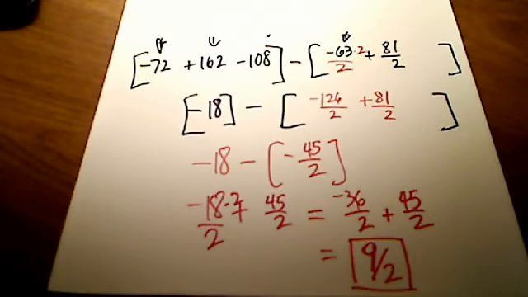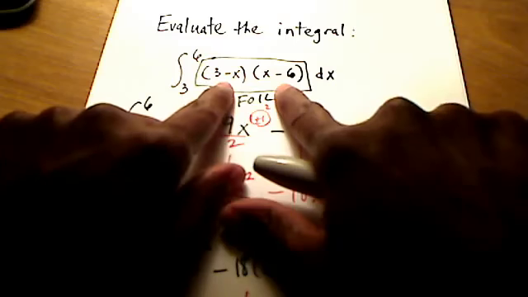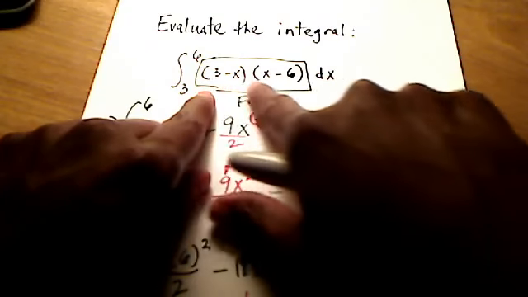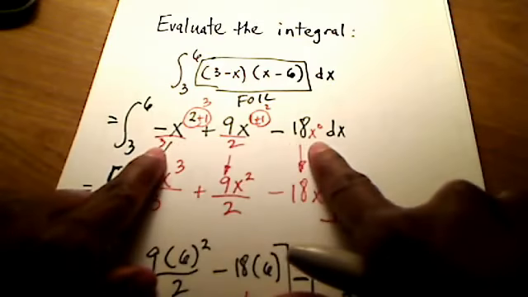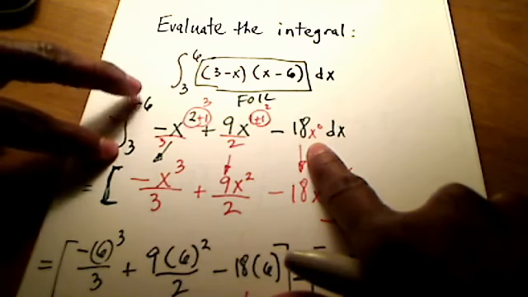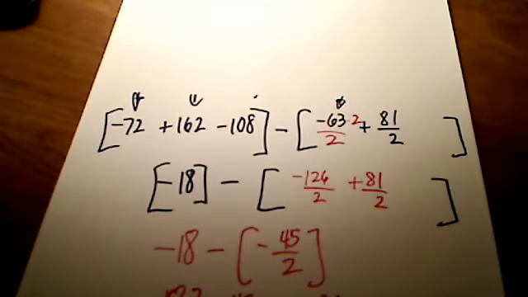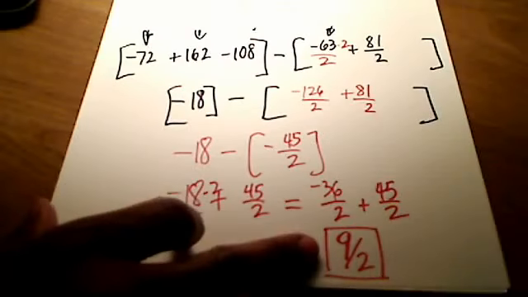9/2. Wow, so that's what the, right, if we were to actually graph out this function, which is what we have here in green, this foiled thing here, and we were to integrate it, we'll look for the area under the curve between 3 and 6, we would get a total area of 9/2. All right, total area of 9/2 right there. Hope that helps.